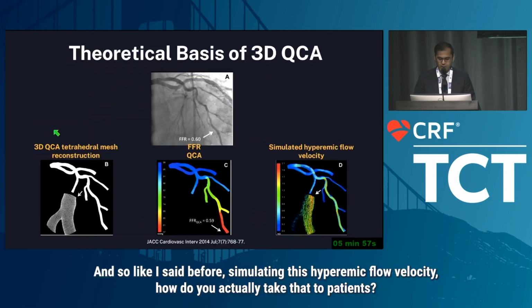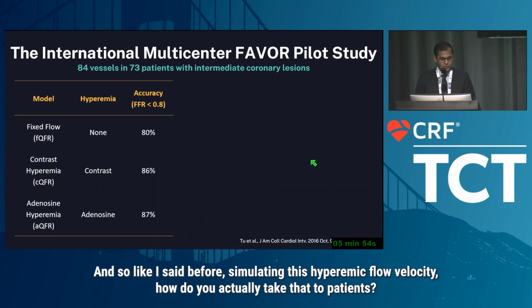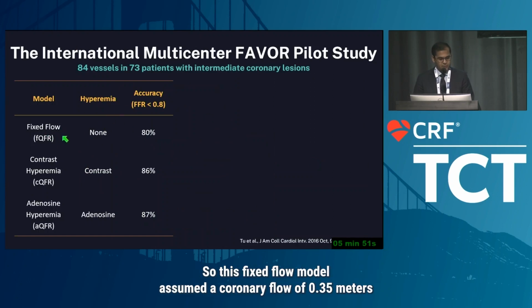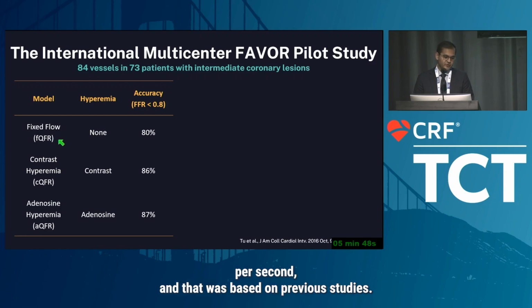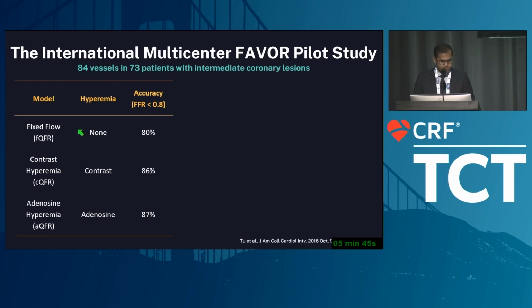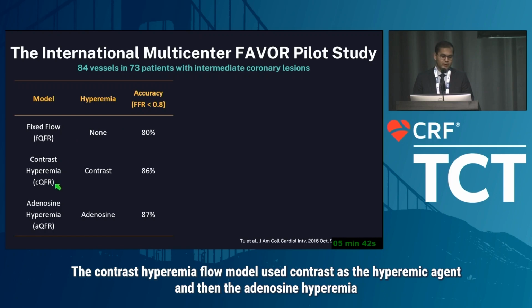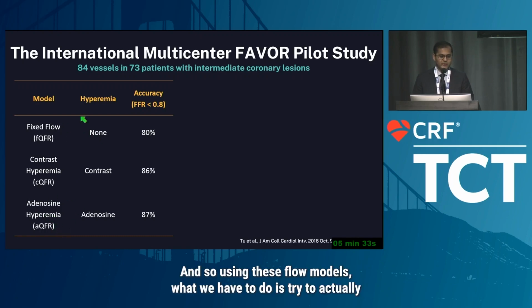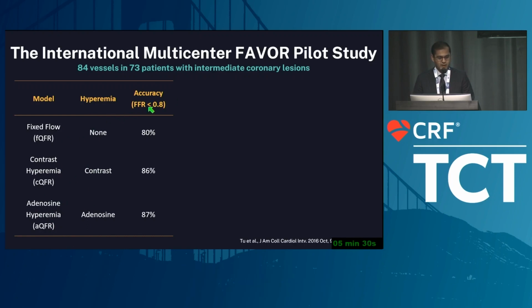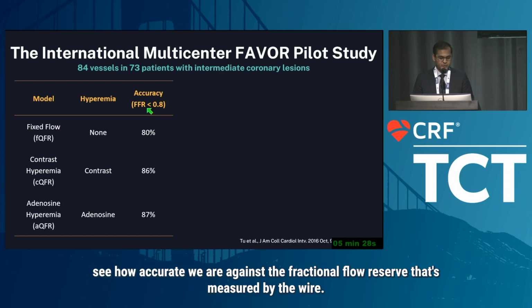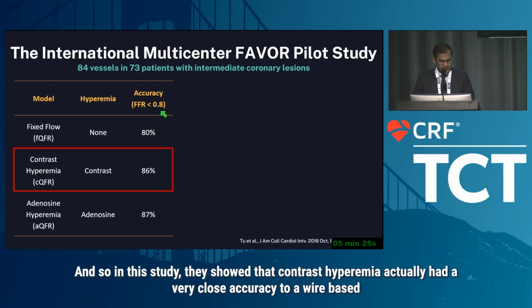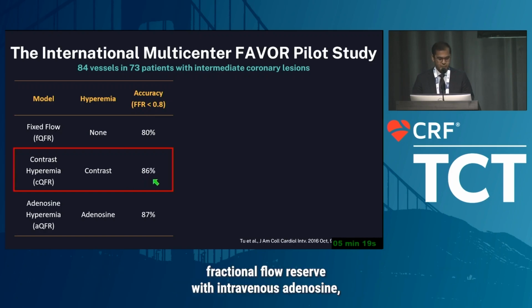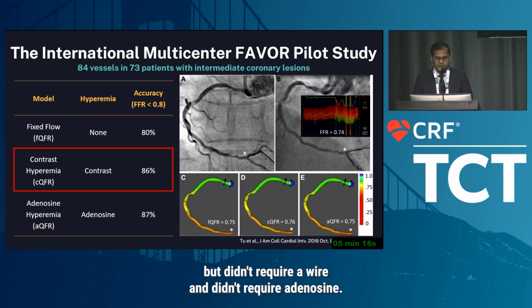Like I said before, simulating this hyperemic flow velocity, how do you actually take that to patients? The fixed flow model assumed a coronary flow of 0.35 meters per second, based on previous studies. The contrast hyperemia flow model used contrast as the hyperemic agent, and the adenosine hyperemia model used intravenous adenosine. Using these flow models, we have to see how accurate we are against fractional flow reserve measured with a wire. In this study, contrast hyperemia had very close accuracy to wire-based fractional flow reserve with intravenous adenosine, but didn't require a wire or adenosine.